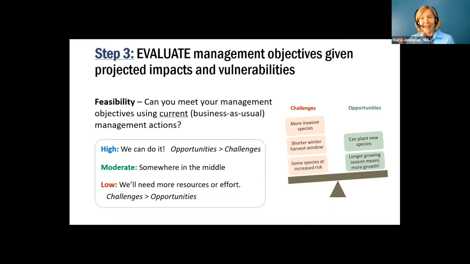High feasibility is, hey, we can do it. Our opportunities outweigh our challenges, or maybe there are very few challenges. Moderate is that teeter-totter being kind of even. There are some challenges, there are some opportunities, and we're somewhere in the middle. And then low is that there are significant challenges, and you really need more resources or effort to continue to meet your management objectives. Your current approach is probably not going to be enough. That starts to suggest you're either going to need to change your goal or objective, or you're going to have to put in more effort. A lot of times these are kind of fuzzy, but people can usually get a sense of where we're at, and it gives us a good gut check on our goals and objectives.